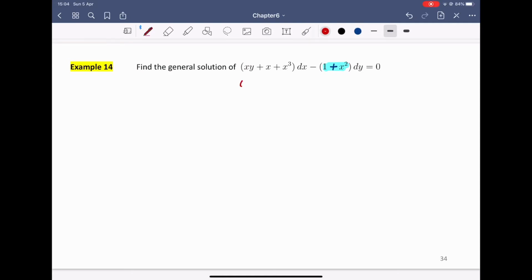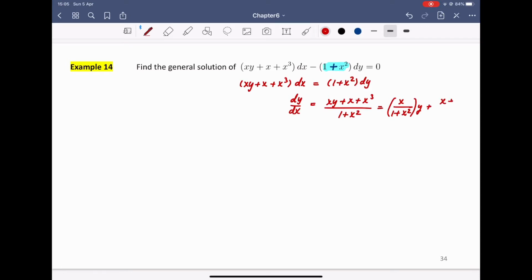So we are going to get (xy plus x cubed) dx equal to (1 plus x squared) dy, right? And that is dy by dx equal to (xy plus x cubed) over (1 plus x squared). Now you can separate the right hand side into x over (1 plus x squared) times y, plus x cubed over (1 plus x squared). After that you simplify a little bit, just move the term x over (1 plus x squared) times y to the left hand side.